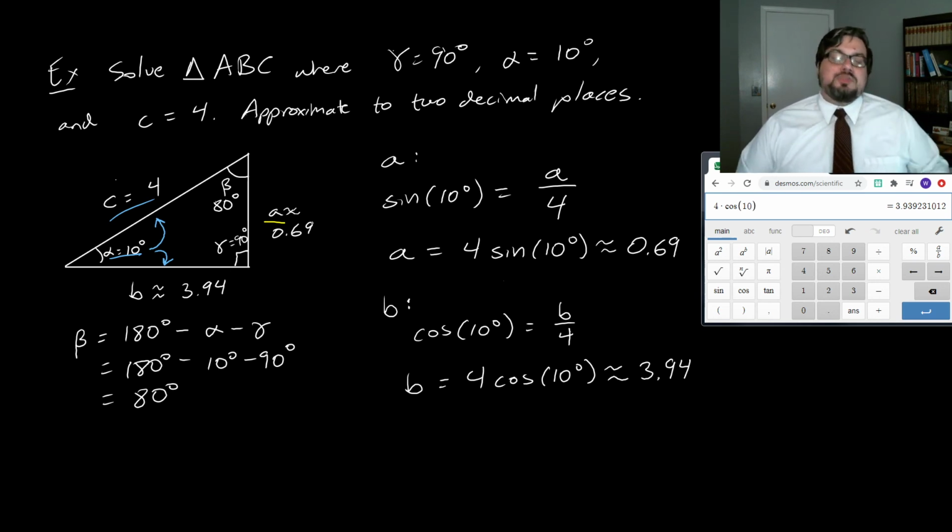And then you want to make sure that smaller sides are opposite smaller angles, and larger sides are opposite larger angles, and that's also true. The 10-degree angle is opposite the 0.69 length side. The 80-degree angle is opposite the 3.94 length side, and so that all makes sense. A quick sanity check like this can help catch errors where you've used a sine instead of a cosine, or you've switched something up somewhere else.